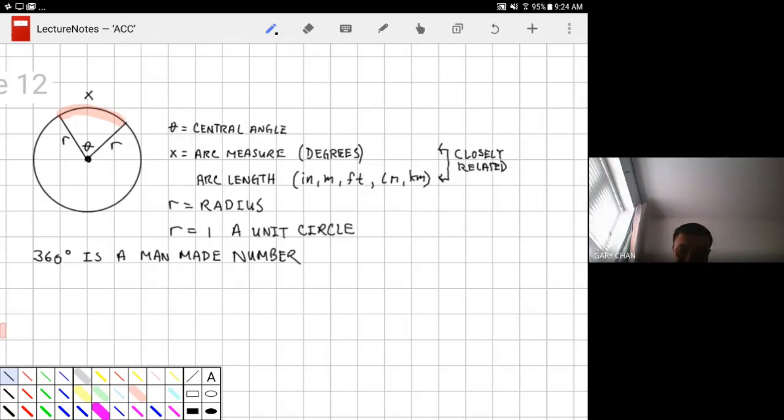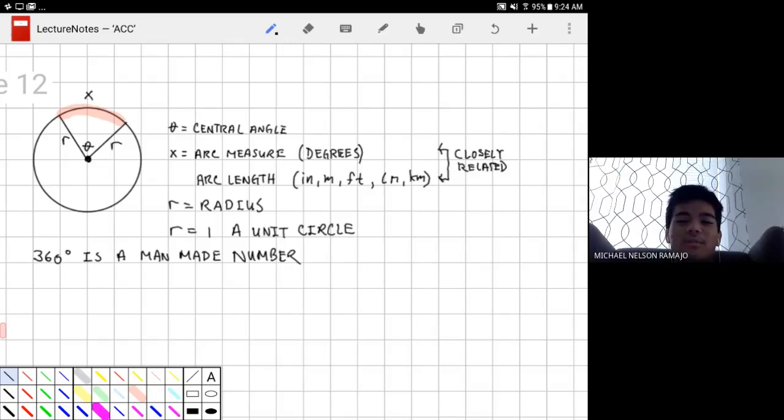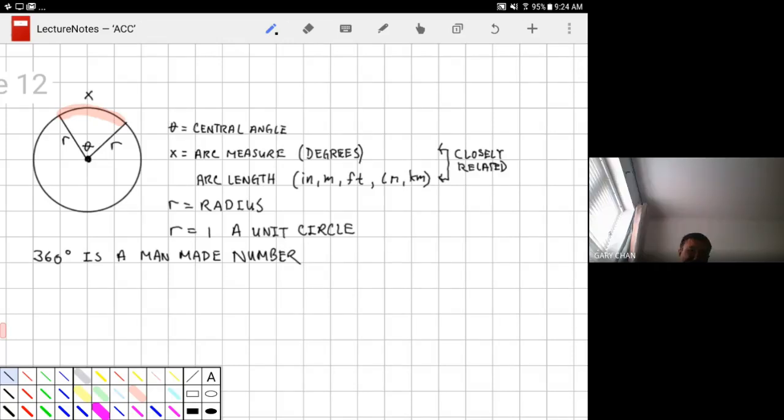What is the natural number then, if it's not 360? It's not that natural a way of thinking about circles. So that's the next logical question, Michael. What is another logical way of thinking about a circle and the degree measure, or rather the arc measure, that it has?